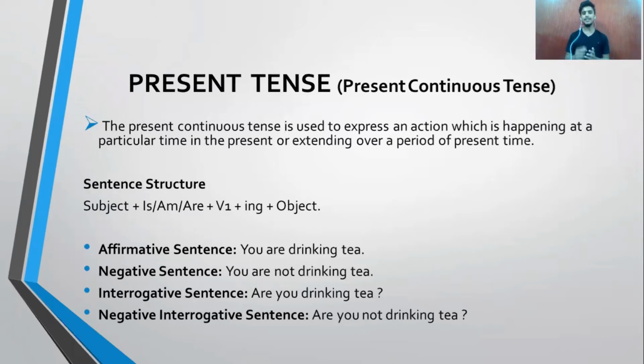You are drinking tea. In a negative sentence, we put "not" after the helping verb. You are not drinking tea. In an interrogative sentence, first we put the helping verb, then the subject, then the fourth form of the verb, and then the object. Are you drinking tea? In a negative interrogative sentence, first we put the helping verb, then the subject, and then "not" because it is also a negative sentence, then the fourth form of the verb and then the object. Are you not drinking tea?